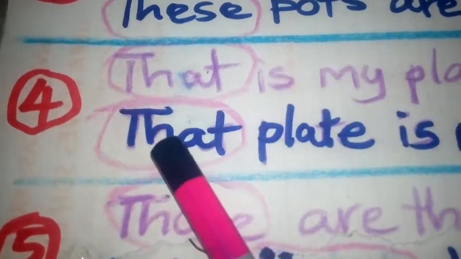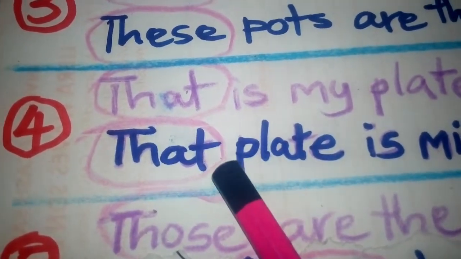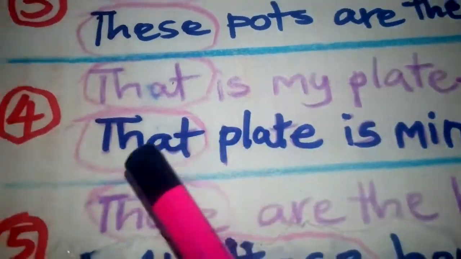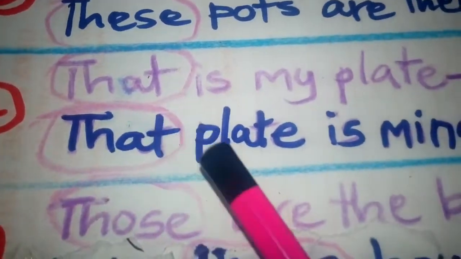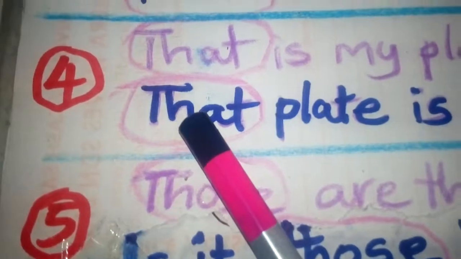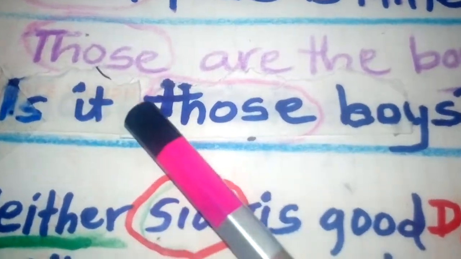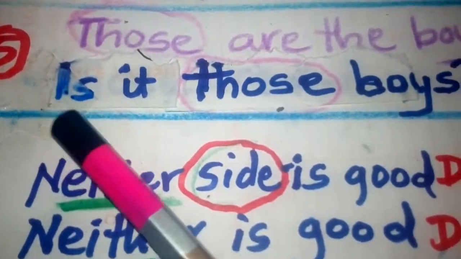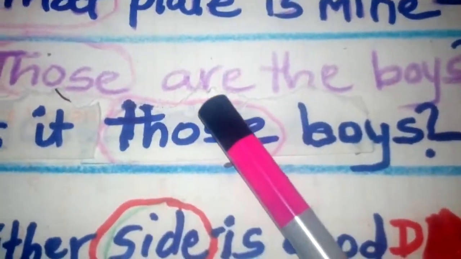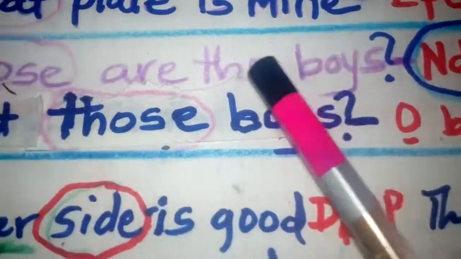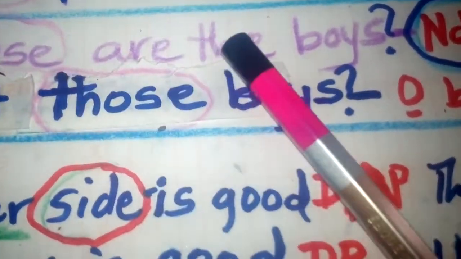But here it doesn't go anywhere. Here it has nothing in between. Okay, so this does not concern him. This here does not concern him in a demonstrative adjective. What concerns him is the plate. Okay, so those are the boys. Those are the boys. Is it those boys? Those are, that's the linking verb between the boys and the those. Okay, this shows demonstrative adjective, demonstrative pronoun.